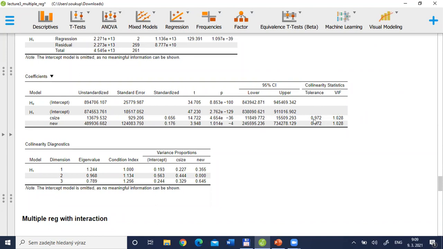If you are using tolerances, you don't need to use VIFs, or if you are using VIFs, there is no need to use tolerance, as these are related indexes. So that's about tolerance and VIF.